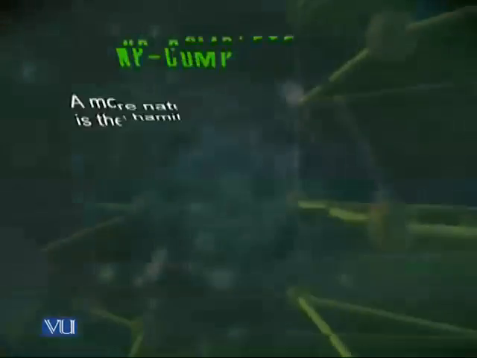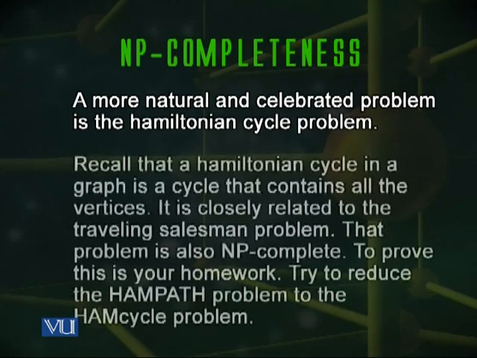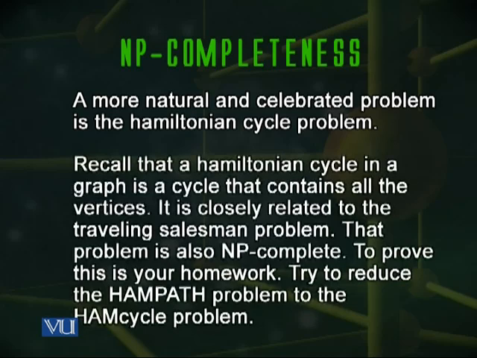Thus, it's highly unlikely to have a polynomial time algorithm. Now, let us look at a very related problem, a problem that is not very different from the Hamiltonian path problem, and discuss its complexity. A more natural and celebrated problem is what is called the Hamiltonian cycle problem. Recall that a Hamiltonian cycle in a graph is a cycle that contains all the vertices of the graph.